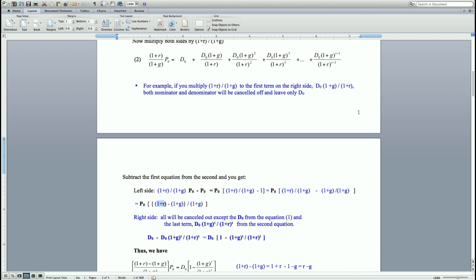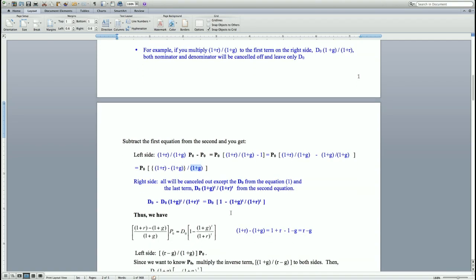Here, 1 plus r minus 1 plus g goes to the numerator, and in the denominator we have 1 plus g. Okay, then eventually we'll have this, but 1 plus r minus 1 minus g will change to r minus g. We'll see this a little later. And then on the right side, something interesting will happen.